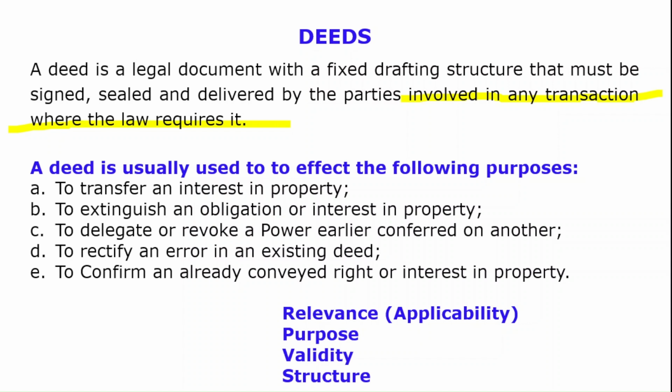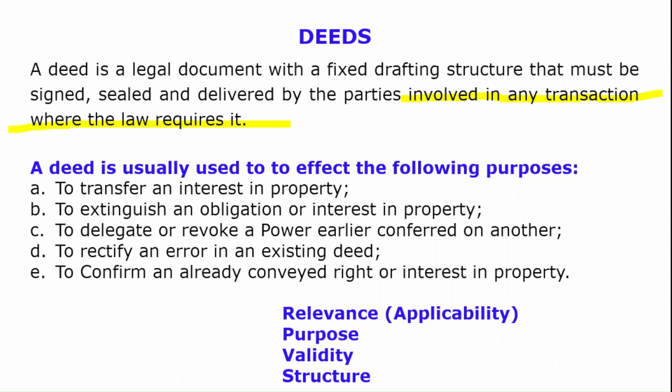When you talk about gift inter vivos and a deed of gift has been prepared, the donor is able to transfer total ownership to the donee in that gift inter vivos. Therefore, a deed is used to transfer interest in property. So you can see how, because I know the examples of a deed, I'm able to bring out the functions of a deed. Secondly, we have the function of a deed, which is to extinguish an obligation, that is to extinguish an interest in property.